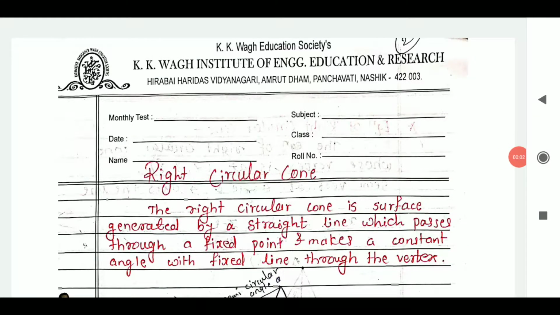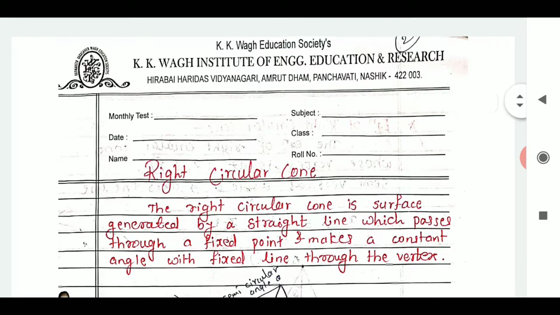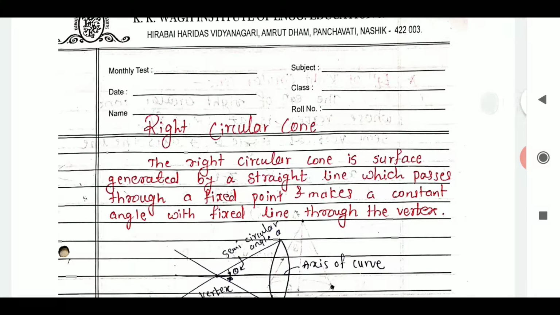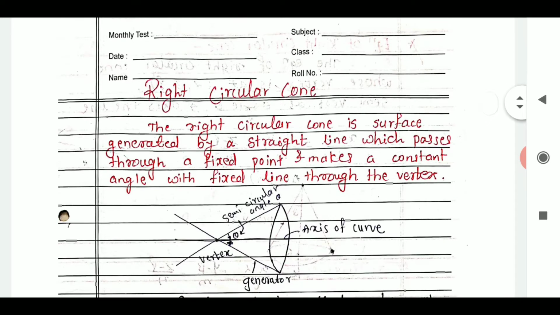Hello everyone. Today we will see a right circular cone. The right circular cone is a surface generated by a straight line which passes through a fixed point and makes a constant angle with a fixed line through the vertex. Now we see the figure.